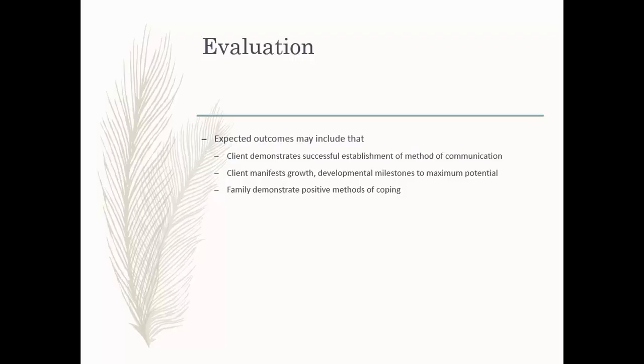Evaluation. Some of your expected outcomes can include that the client demonstrates successful establishment of a method of communication, the client manifests growth and development milestones to maximum potential, and the family demonstrates positive methods of coping.